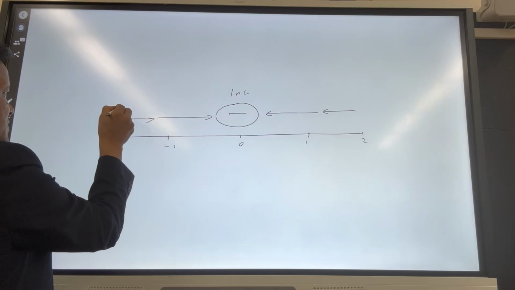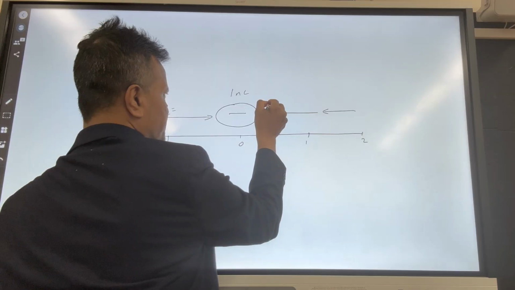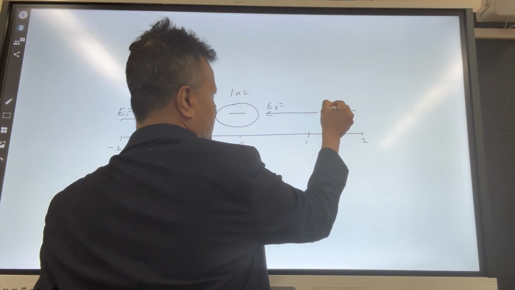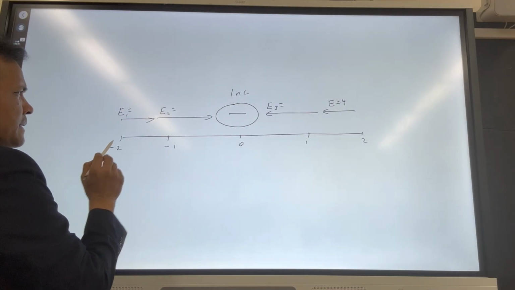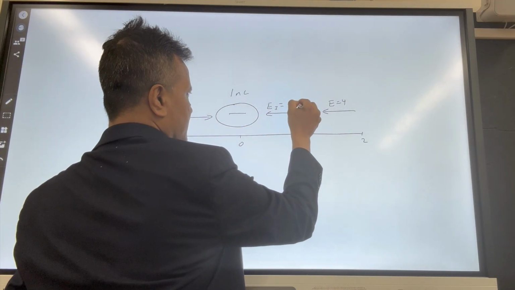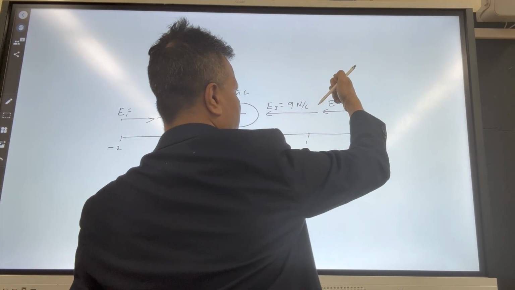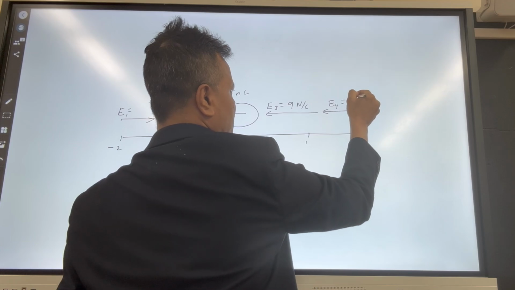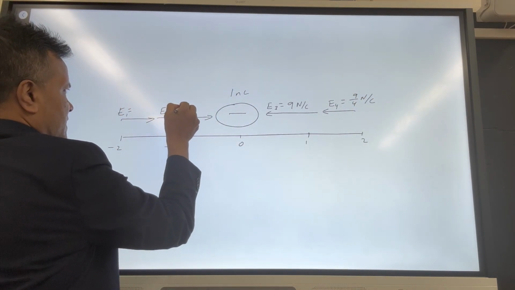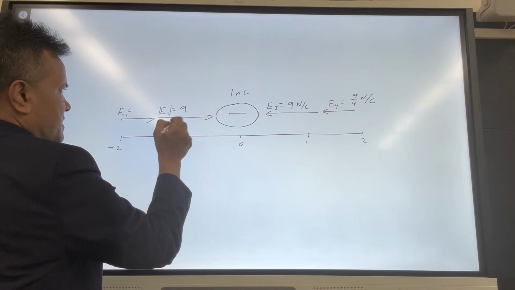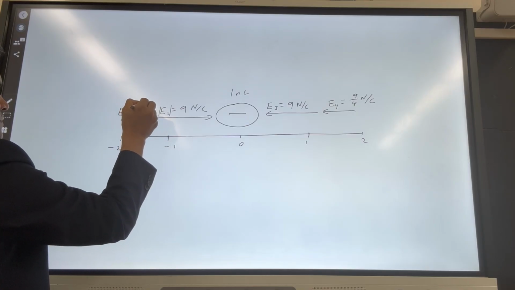I want you to find the size of E1, E2, E3, and E4. Very simple. E3 would be 9 newton per coulomb. E4 would be 9 over 4 newton per coulomb. This is also 9. I'm talking about the magnitude. You already have the direction. Newton per coulomb, and this is 9 over 4 newton per coulomb.